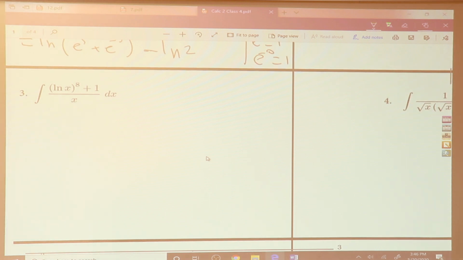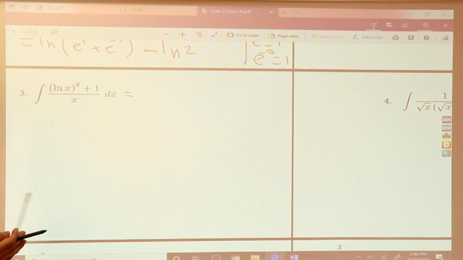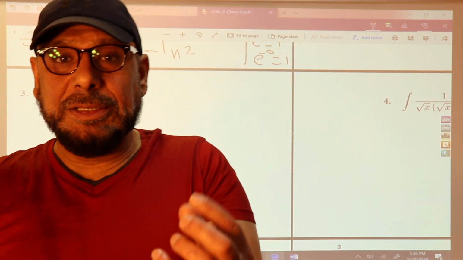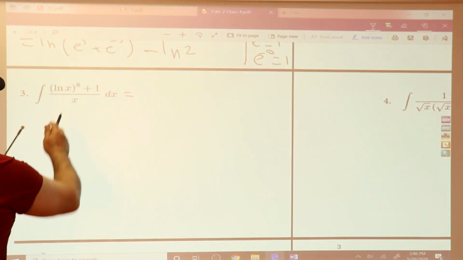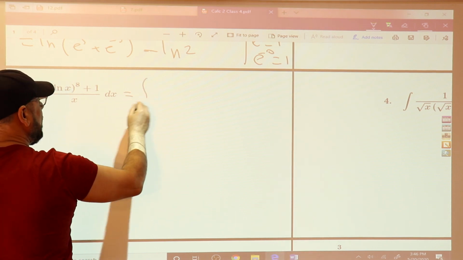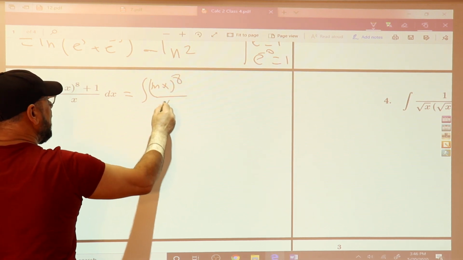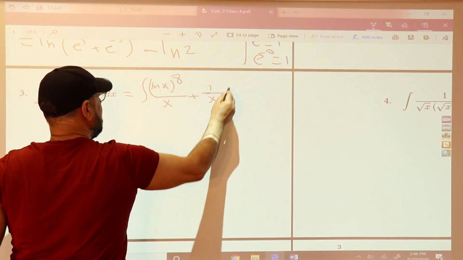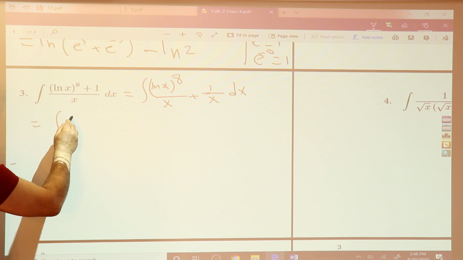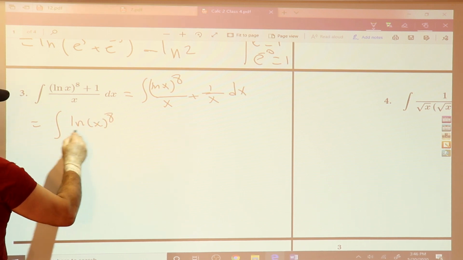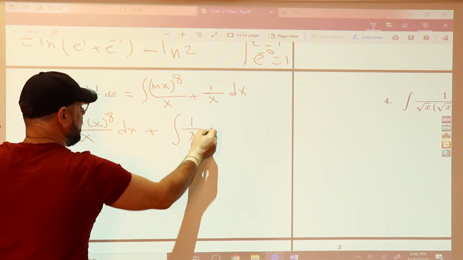Okay, number 3. How do we solve this? At this level of calculus, you have to be able to see the problem very quickly. Here I can distribute the denominator. This equals the integral of ln x to the 8 over x plus 1 over x dx. I have two integrations: the integral of ln x to the 8 over x dx plus the integral of 1 over x dx.